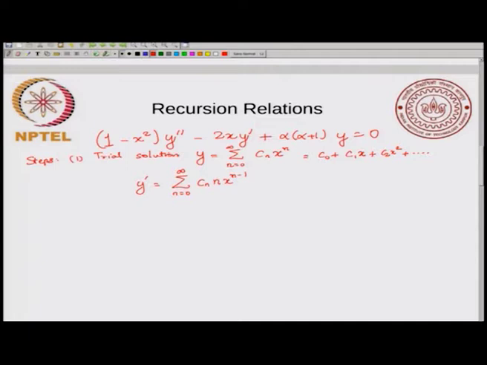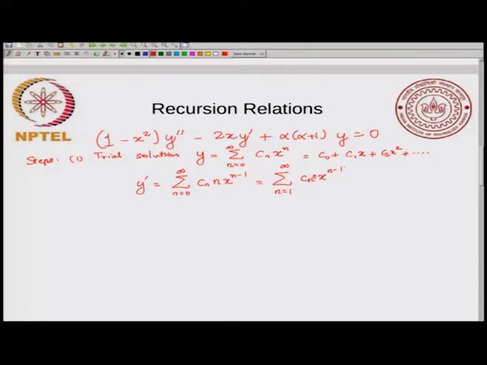Okay. Now, when you do this, you will notice that the n equal to 0 term is actually 0. Okay. So, even though you can write this sum from 0 to infinity, the n equal to 0 term is 0. So, you can also write this as sum from 1 to infinity Cn n x raised to n minus 1.